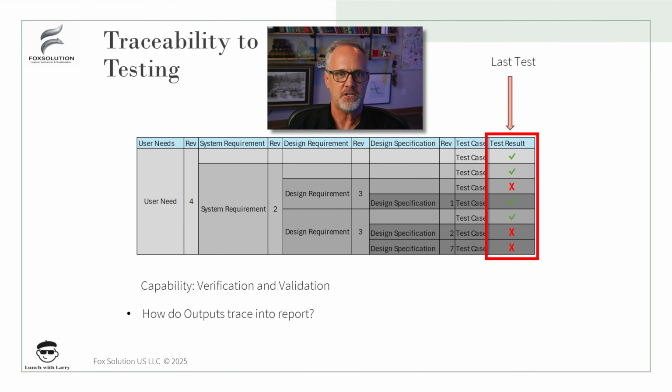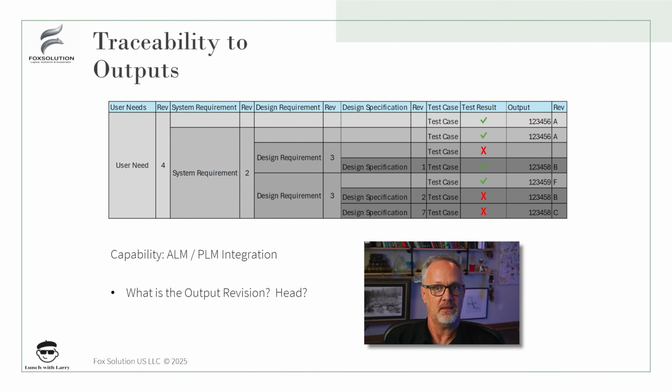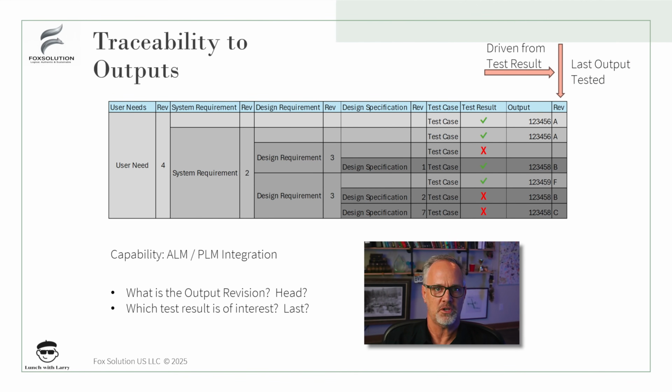So the next question is, how do we trace those outputs into the report? And so we're going to then provide a link from the output to the requirement. And of course, we're still at this last test result, but which output is it referring to? We have the part number, but we don't have the revision level. Is it the head revision, or is it just the latest revision that's associated with some DMR? Which result is the one of interest? Is it the last one? And so these reports are sort of driven left to right.